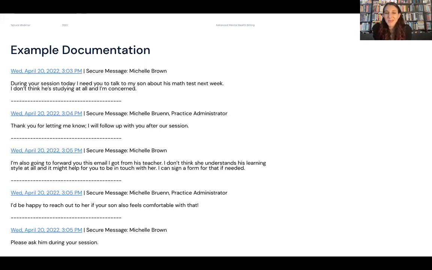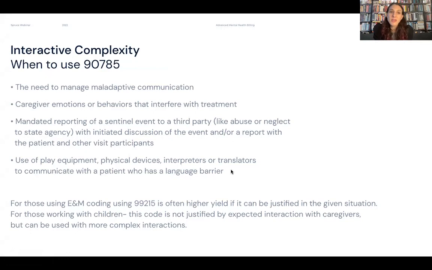Thank you. Yeah. So interactive complexity, the other one you might have seen on this earlier slide, is use of play equipment. If you work with children, and I think especially those of you who have transitioned to doing telehealth with children have probably experimented quite a bit with games that you can play during a telehealth session. Every time you're using some kind of game with your patient during a session, that is interactive complexity. That is consistently interactive complexity. You should always be adding this code.